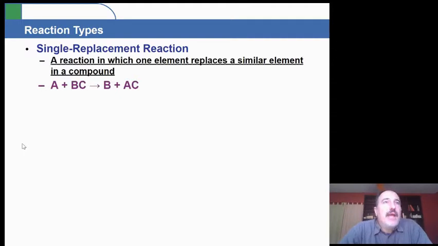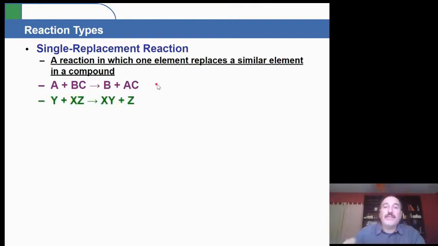And in this case, element A is going to react with the compound BC. If you notice, the A is going to take the place of the B. So the B is now a lone element, and A is now bound with C.